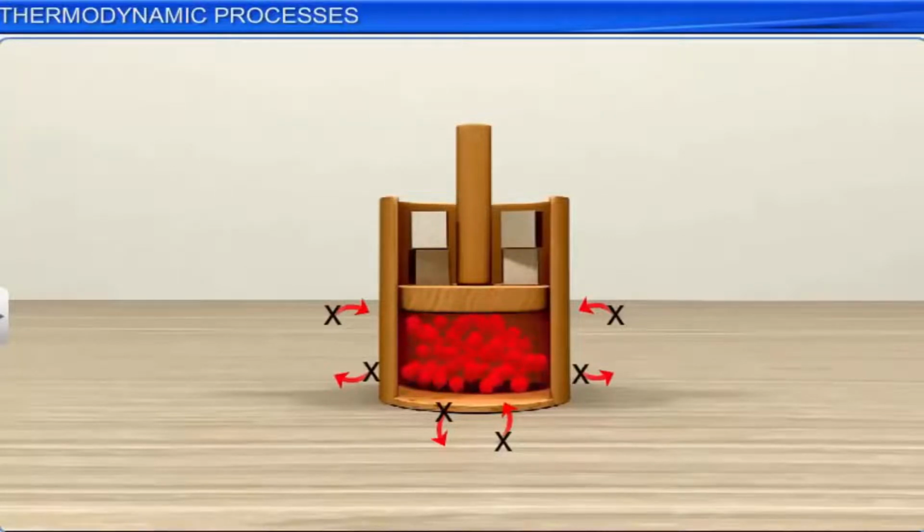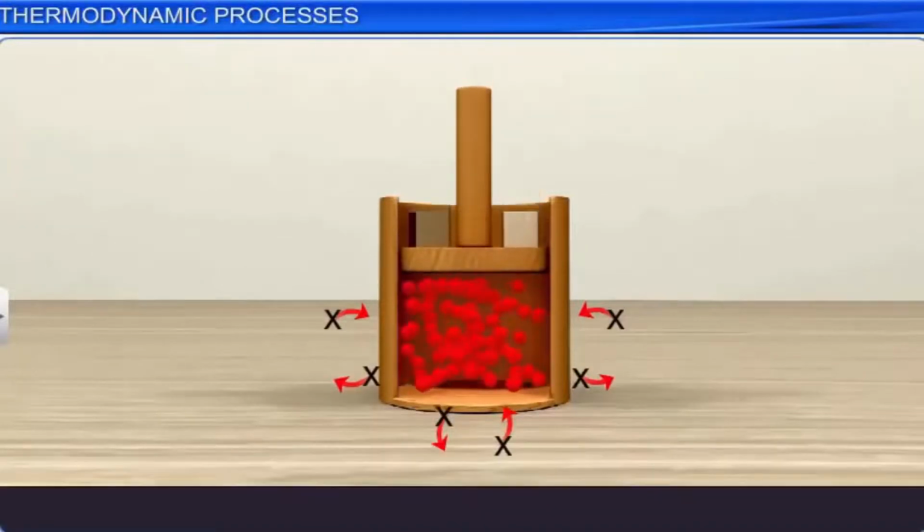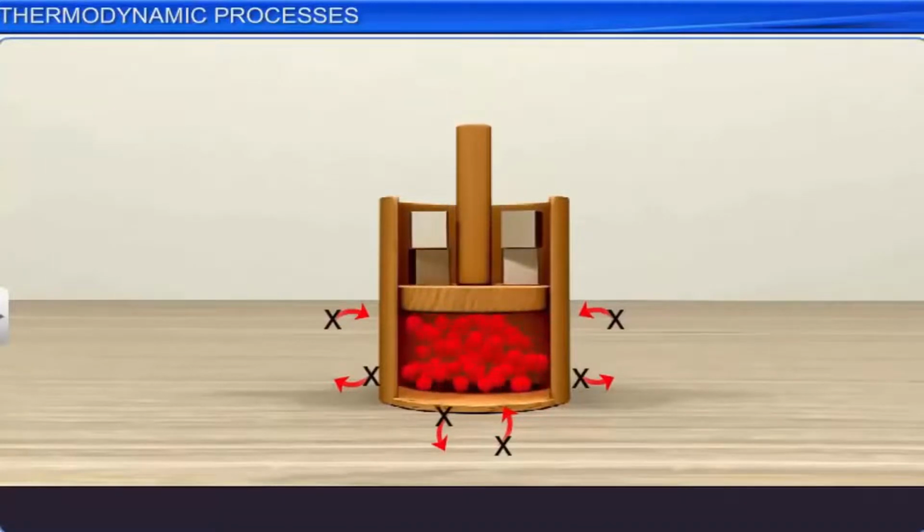In an adiabatic process, the internal energy of a system increases if work is done on the system and decreases if work is done by the system.